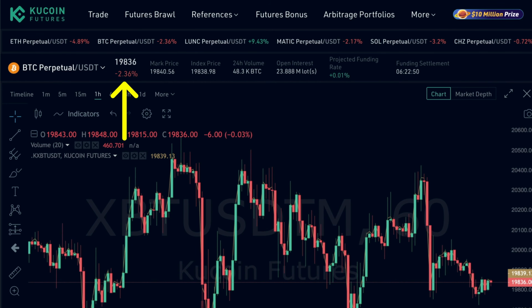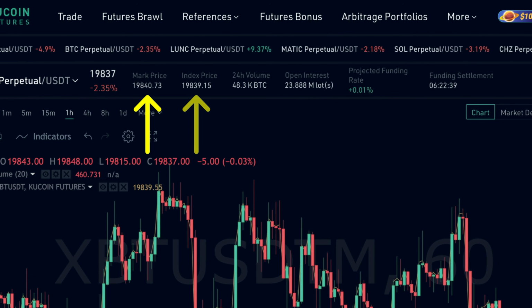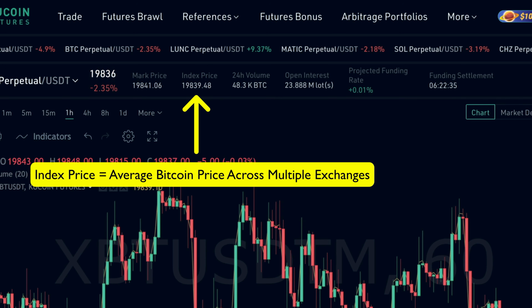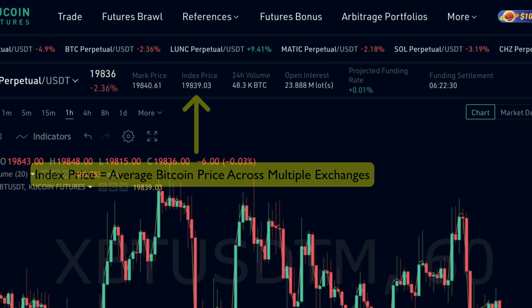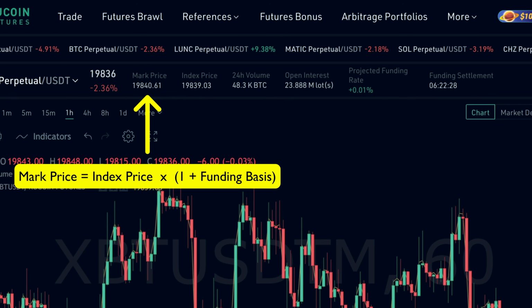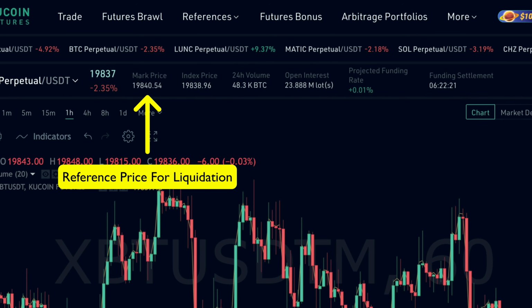Usually the future price is very close to the current price of the underlying asset, which in this case is Bitcoin. Then what's special for the futures market is that we also have a mark price and an index price. The index price is the average Bitcoin price across multiple different exchanges, also outside of KuCoin. The mark price is then calculated from the index price and the funding basis, which we're going to look at in a moment. KuCoin uses the mark price as a basis for liquidations.